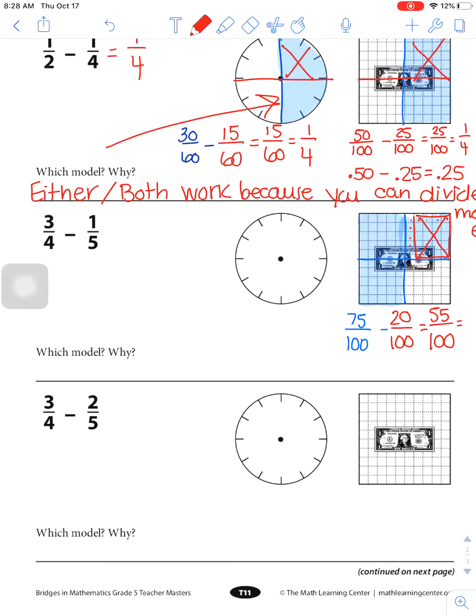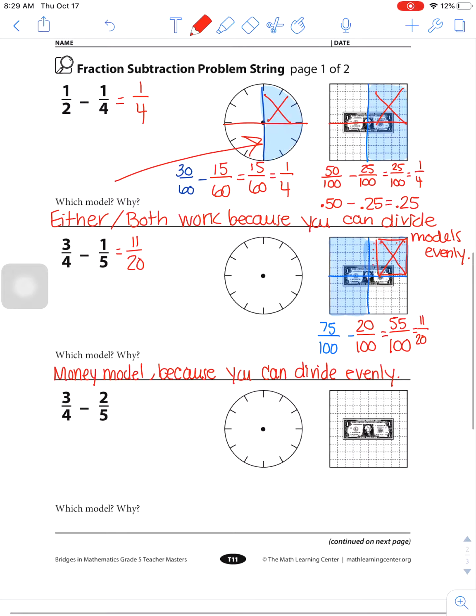Is this simplified? No, it is not. 55/100ths is the same as 11 over what? What do you multiply by 5 to get 100? Think about it. 5 times 10 is 50. 5 times 20 is 100. So 11/20ths. So 3/4 minus 1/5 is 11/20ths. And in this case, we're going to say the money model, because you can divide evenly, okay? It's easy to represent, all right? Okay, so far so good.